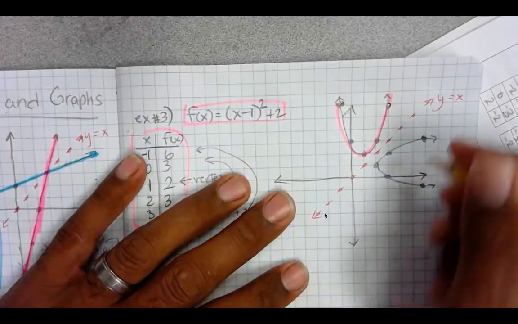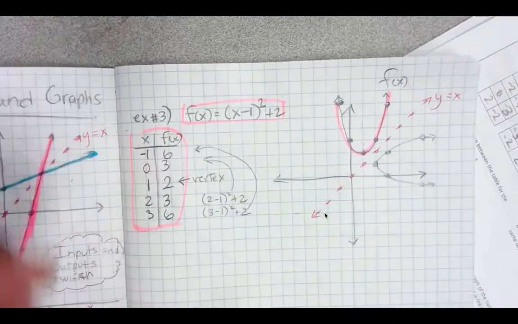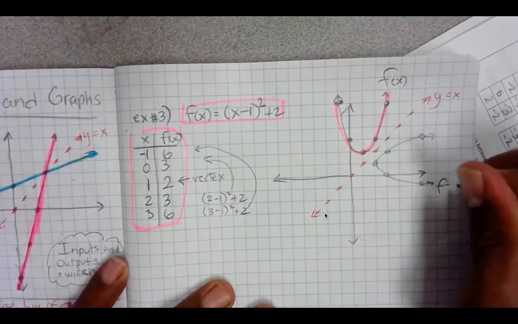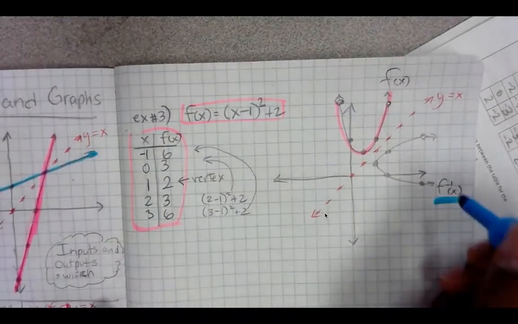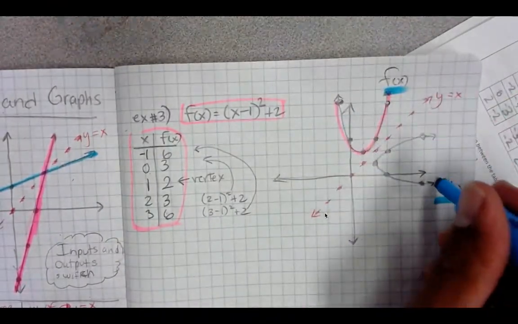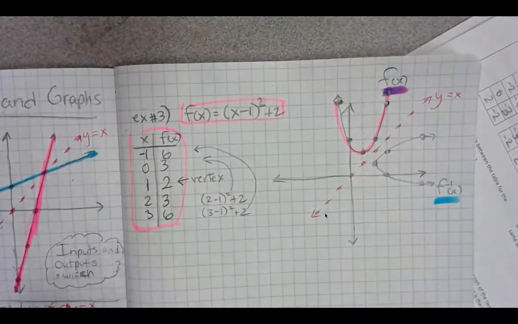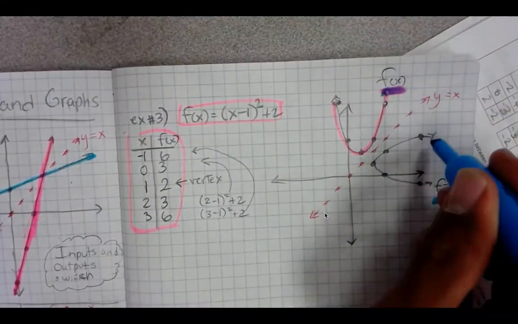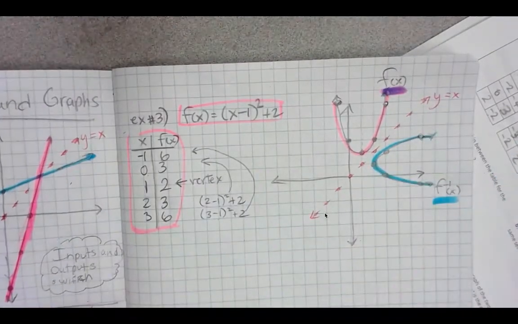So there's the inverse. So here's the original function, f of x. And then this one is f -1 of x here. Oops, I didn't mean to label that blue. Sorry, that's pink. All right, just like that.